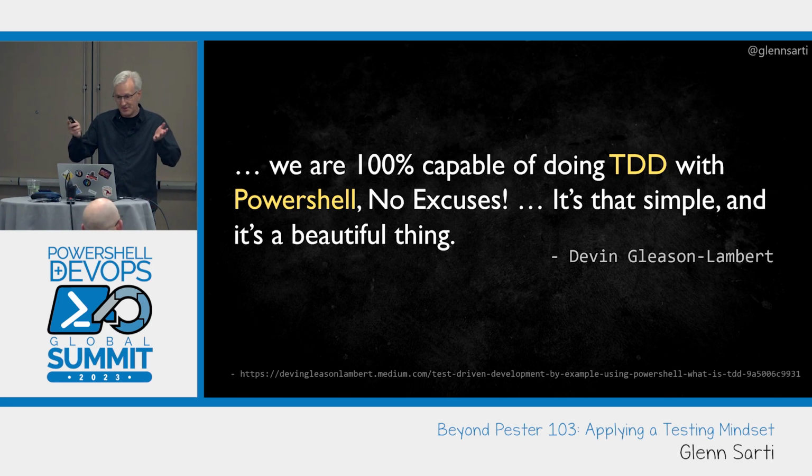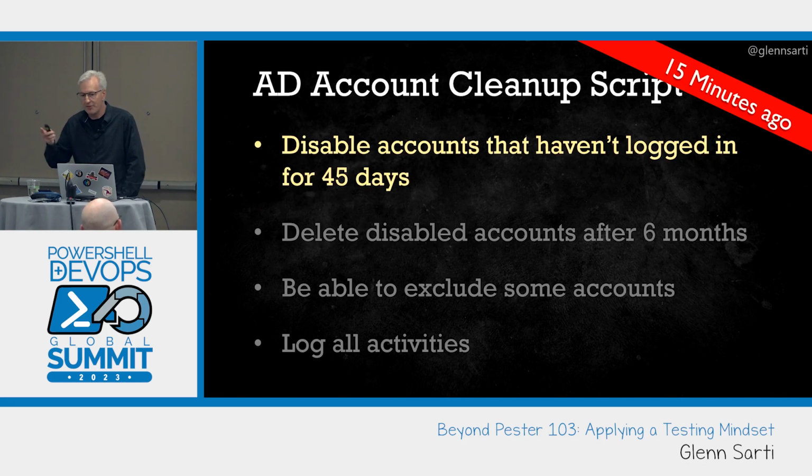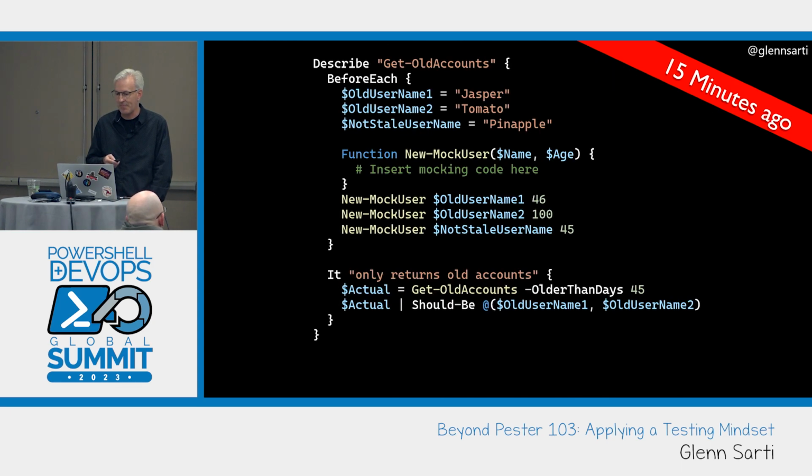All right, so let's see TDD in action. Remember that AD cleanup script we looked at 15 minutes ago? I was actually using TDD in that process then. First, we didn't write any code. We looked at what it was supposed to do and then how we could test that. Well, that was me thinking about the test, or the requirements. I chose to start with the test for get accounts older than 45 days. I then wrote one test. I made sure it failed. I then wrote the code for the get old accounts function and the test would pass.